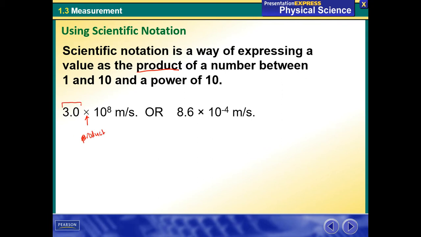This right here is our number between 1 and 10. So it's to be greater than 1 or less than 10. And then here, this is multiplying to our power of 10. So this number right here is sometimes called an exponent. Now you can note in this example, the exponent is positive, but over here you can see the exponent also can be negative as well.